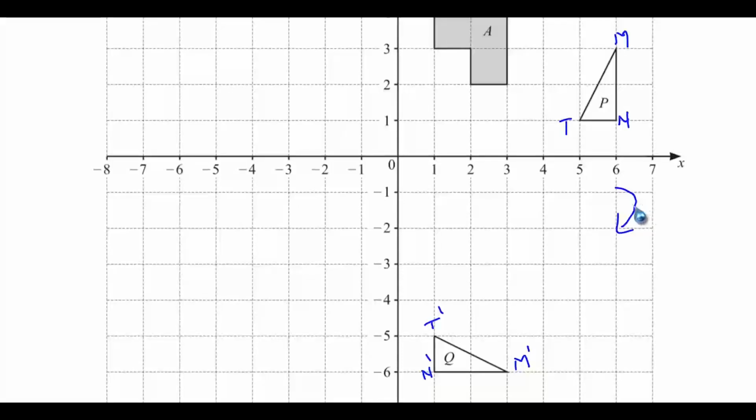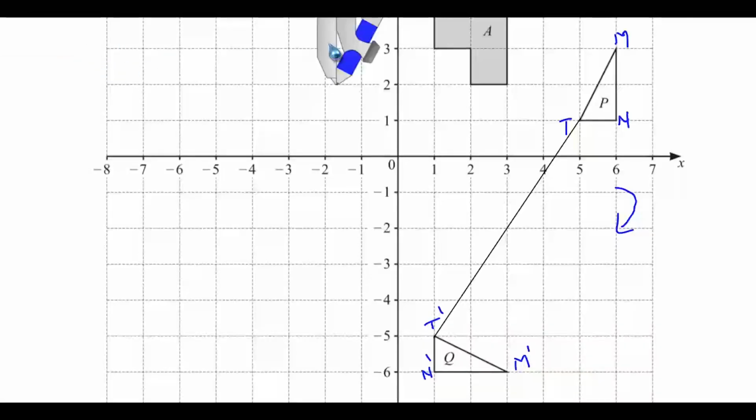We need to get the center of rotation and angle of rotation. So the first one we need to get, that will lead to the second one, is the center of rotation. So to get the center of rotation, let's bisect corresponding points together. So for T and T prime, we can connect them together. If you connect them together like this, then we need to bisect this using a pair of compasses.